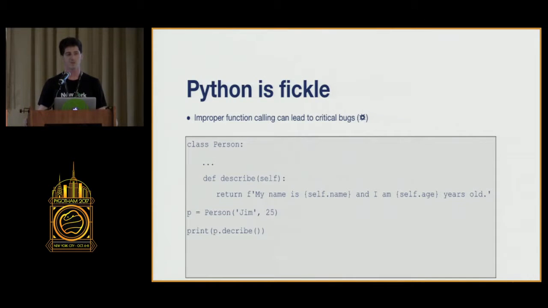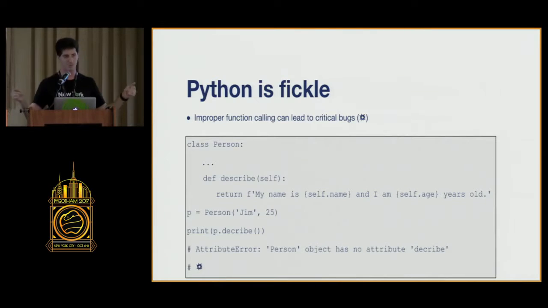You have nothing stopping you from actually putting this into production, and you won't get any errors until this line is actually hit. But when p.describe actually gets hit, boom, we get an attribute error. Person has no attribute describe. So if this was like a web application or an API or something, the response from the server is going to be internal server error, right? And that's really bad. We don't want that to happen.